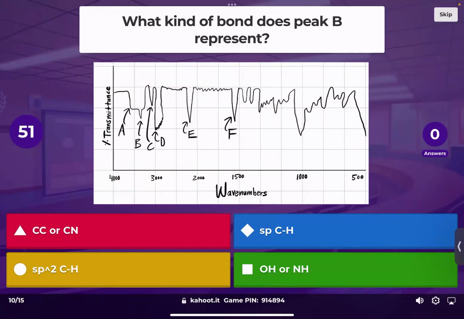What? It's the spike. Is it SP2? I don't think so. It's within the parabola. Oh, that's SP. That's SP. You're right.